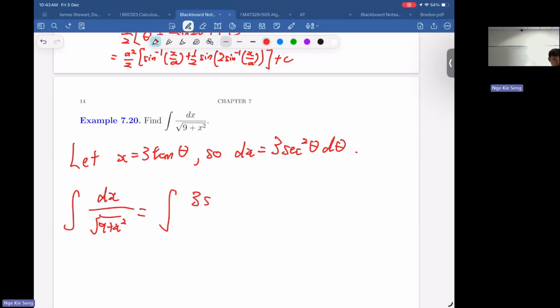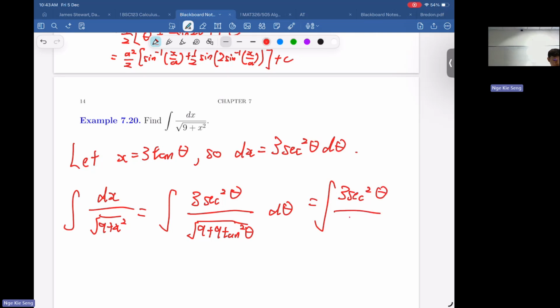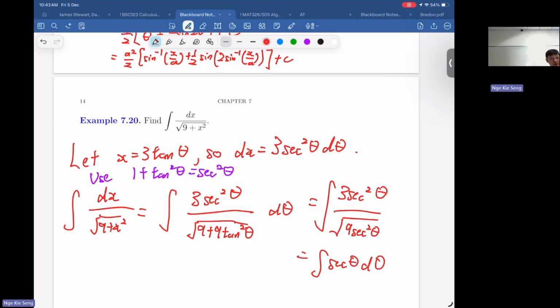So in this case, what do we get? We get 3 secant squared theta over square root of 9 plus 9 tangent squared theta. We can combine 1 plus tangent squared theta. There's a rule we use here: 1 plus tangent squared theta equals secant squared theta. It will become 9 secant squared theta. So altogether we get just secant theta d theta.